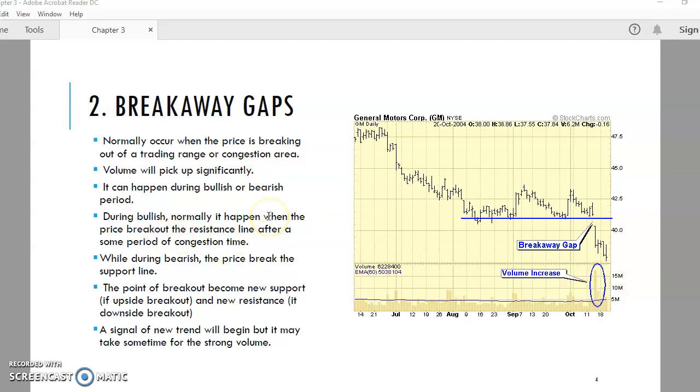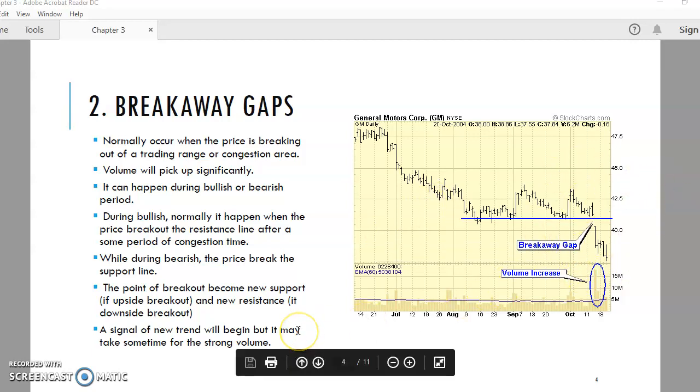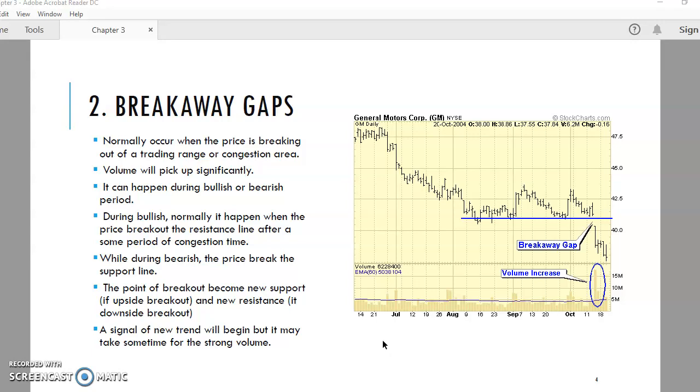This breakaway gap can happen during bullish or bearish markets. During bullish, it normally happens when the price breaks out of the resistance line after some period of congestion, while during bearish, the price breaks the support line, as in this example. Okay, the point of breakout becomes a new support if it is an upside breakout, and a new resistance if it is a downside breakout. It is a signal that a new trend will begin.